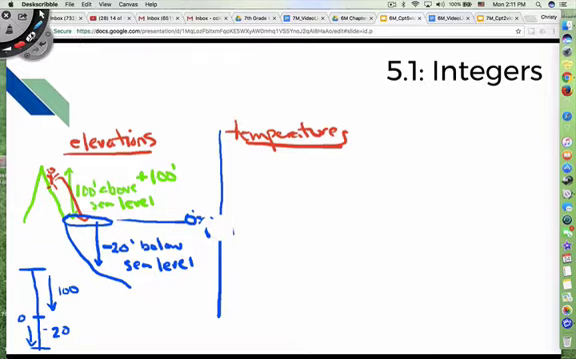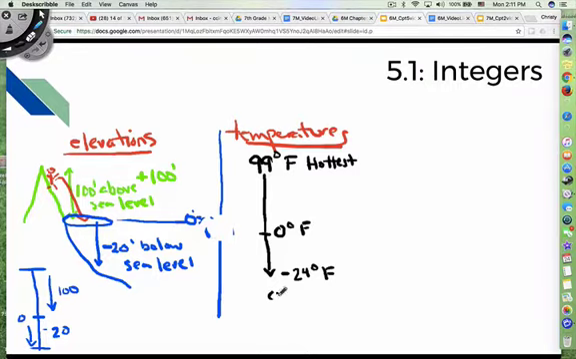Okay, so let's say that the hottest day this past summer in Vermont was 99 degrees Fahrenheit. Okay, this was the hottest. So it went up the thermometer by 99 degrees Fahrenheit. Okay, but then in the winter, it dropped to 0 degrees Fahrenheit. And then on some really, really cold, blustery days, it dropped to -24 degrees Fahrenheit, which I think I looked up to be the coldest Vermont has ever experienced.